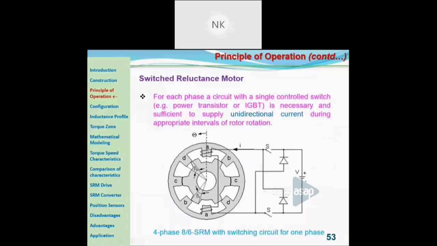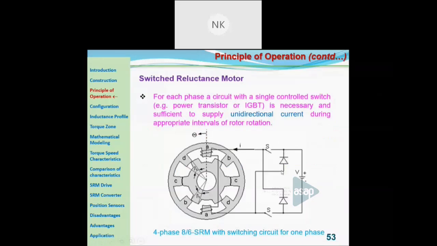So as you can see, this is a 4-phase 8x6 SRM with switching circuit for one phase. So here you can have A and A dash, that is connected to the power semiconductor switches and the diodes. The diodes are mainly for when the switch is in off condition, you have to store the energy and it has to be fed back to the supply source also. So for that you are using freewheeling diodes also.